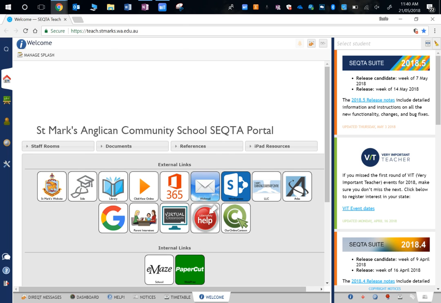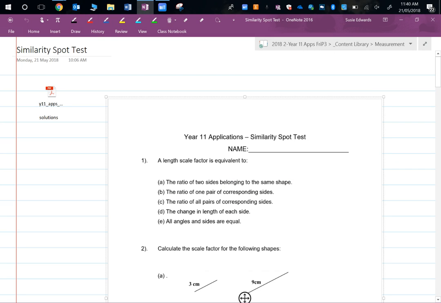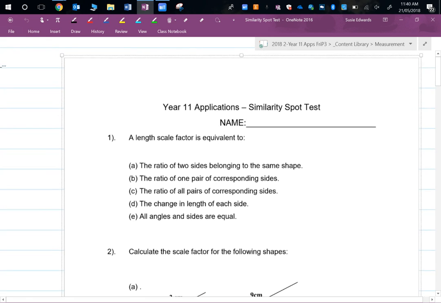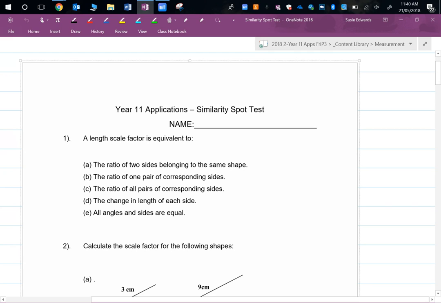Review before your test on Thursday, okay? So this is on OneNote. The solutions are there as well, and the solutions are also on Sector, okay?